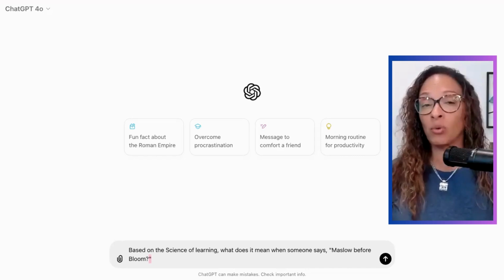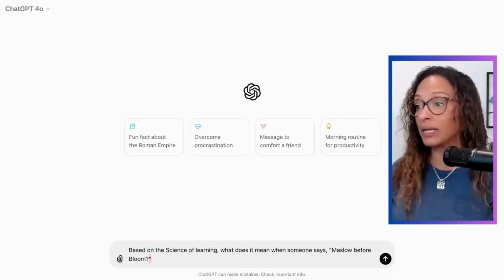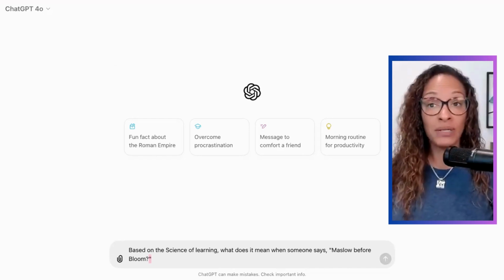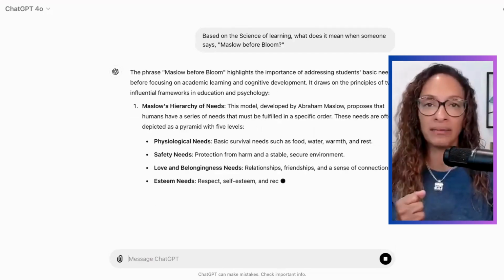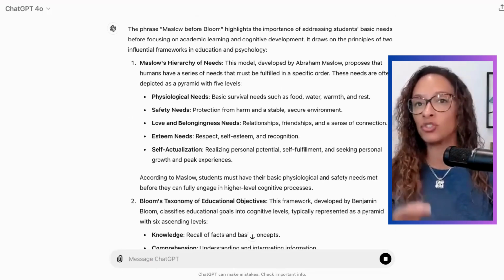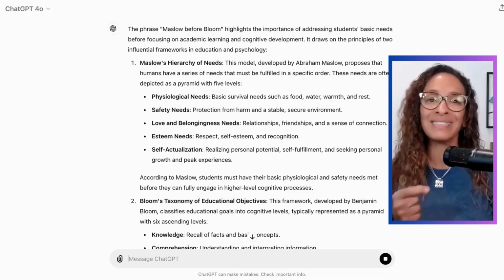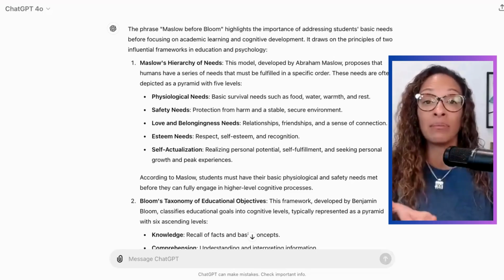So here's the question I'm going to pose to generative AI, ChatGPT. Based on the science of learning, what does it mean when someone says Maslow before Bloom? So we're going to ask this question because it's not just a belief. According to research, when we focus on the basic needs of students and their psychological needs, students perform better. They will do almost anything to make sure that they succeed because they believe that they belong in the classroom.